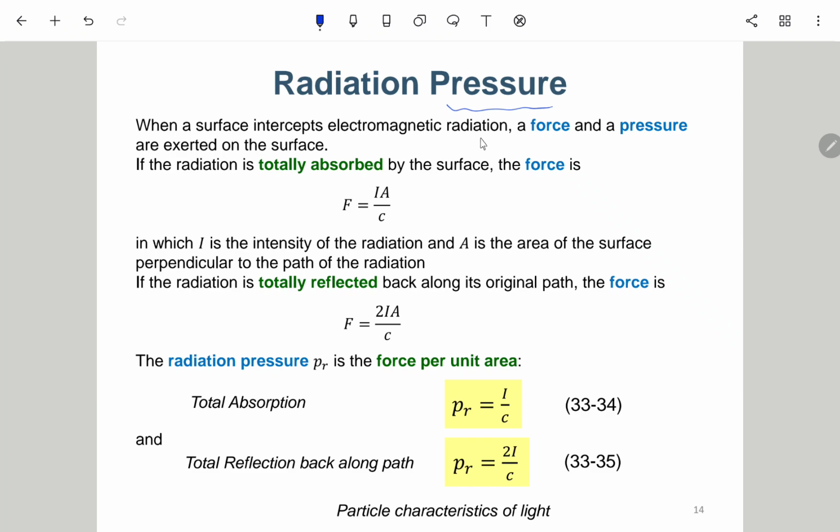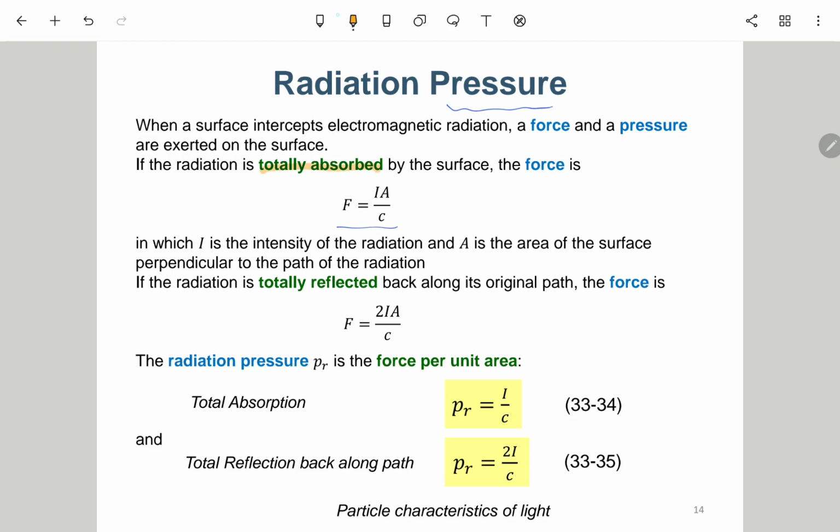surface intercepts EM radiation, a force and a pressure are exerted on the surface. So if the radiation is totally absorbed by the surface, the force is this one. Okay, so we have this F to be, this is the intensity multiplied by the cross-section area over the speed of light. Okay, and then so for this case, this is totally absorbed.